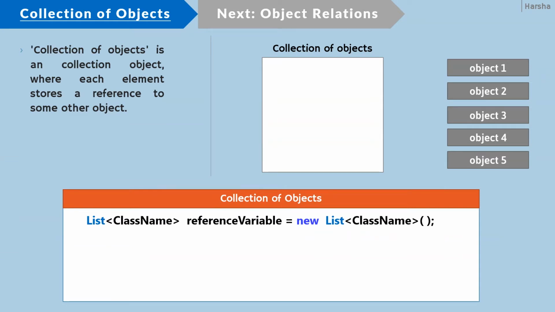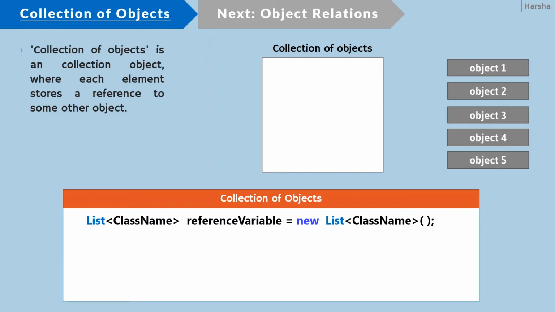See, one object of employee class stores details of only single employee. But what if your organization has multiple employees? You will have group of employee objects, right? So the group of employee objects is called as collection of objects.